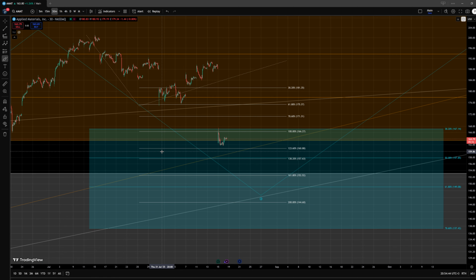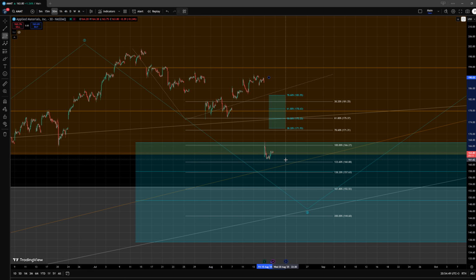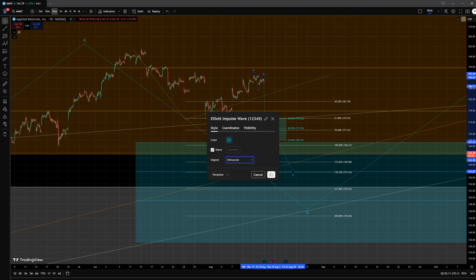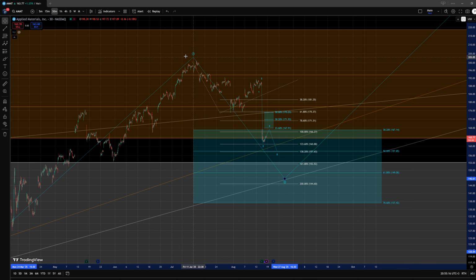And if I were to provide a resistance zone for this low to the downside, I would be looking at the levels between $167.9 up to around $175.3. And let me even provide you a micro count here. That could be one of the ways this plays out, but I wouldn't focus too much on the micro count.